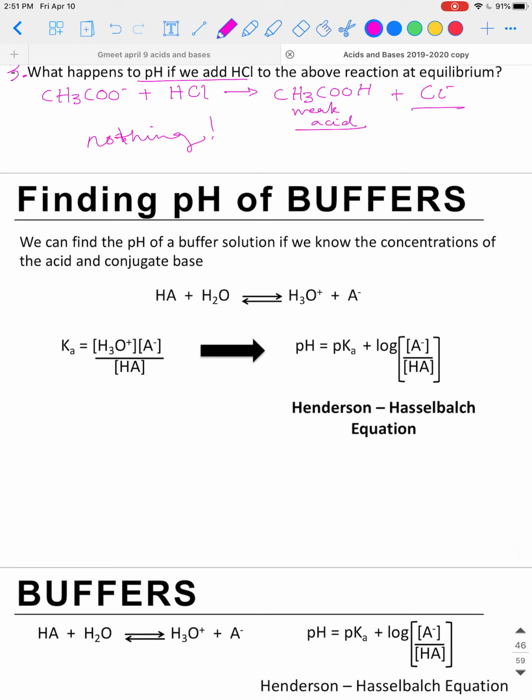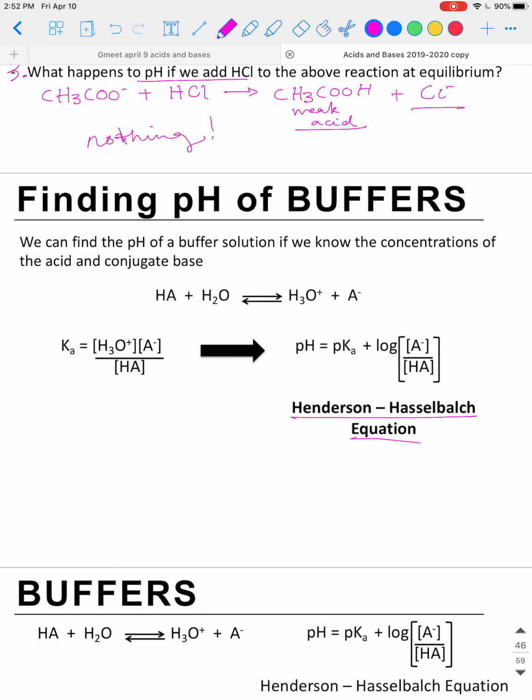All right. The last big topic on buffers is that if buffers, the whole purpose of them is to maintain pH, then we need to know what the pH of a buffer is. Okay? So we're going to now figure out how to find the pH of a buffer system using an equation that you will need to memorize because it will not be given to you on the exam. And we call that the Henderson-Hasselbalch equation.